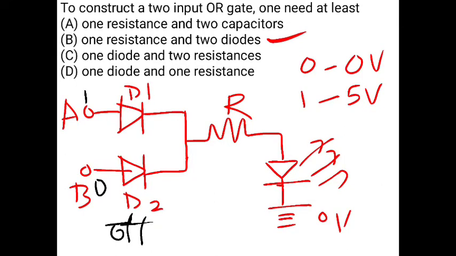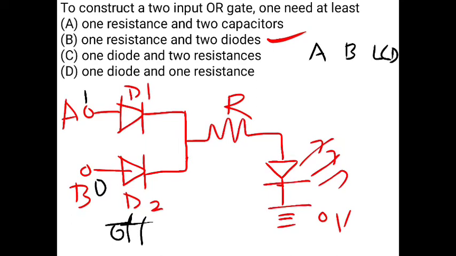Therefore there will be current flow through the diode D1 and this LED will be on. A, B, LED: 1, 0, it will be on. Now we are giving 1 here and 0 here, then the diode D1 will be off and the diode D2 will conduct. As a result, the LED will be on.